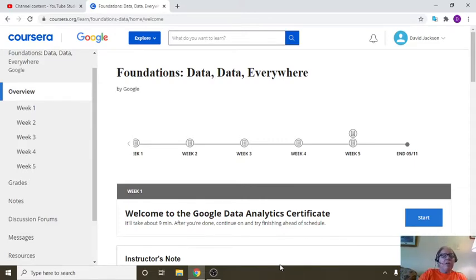Okay, welcome to the opening page of my Google Analytics certification program here. I signed up for a free 7-day trial. At the end of 7 days, we do not cancel the subscription. We charge $39 per month. Now, what's interesting is they're saying here, this is a 5-week program, okay?